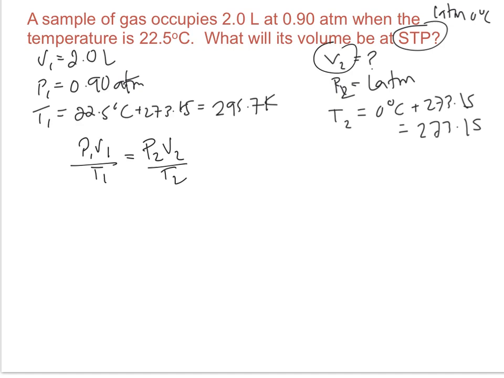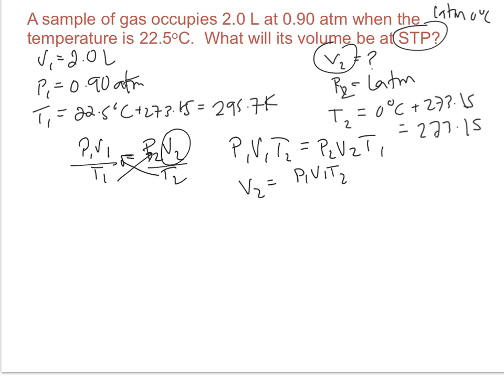Okay, so how do I get V2 all by itself? Well, first I'm going to cross multiply my variables that are on the bottom. So you end up with P1 V1 T2 is equal to P2 V2 T1. After you've done that, then you're going to isolate V2. So V2 is going to be equal to P1 V1 T2 divided by P2 and T1.